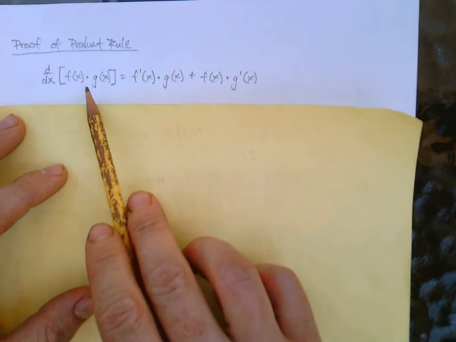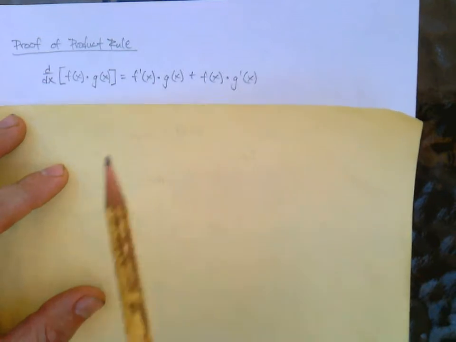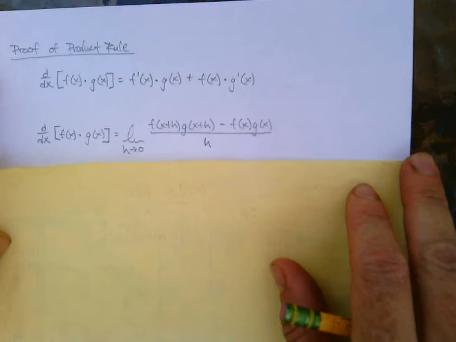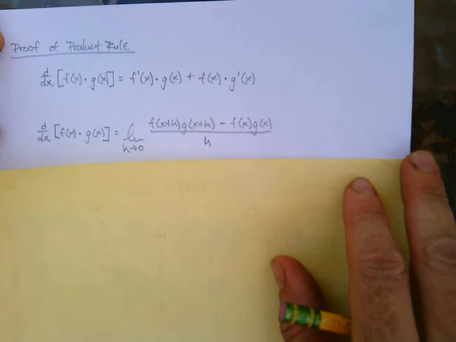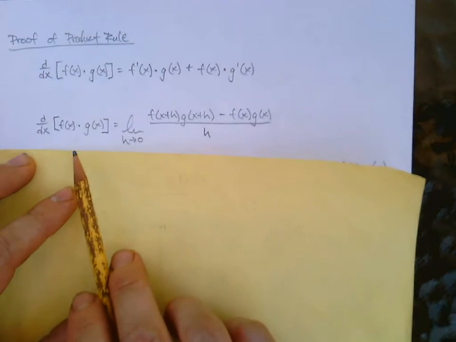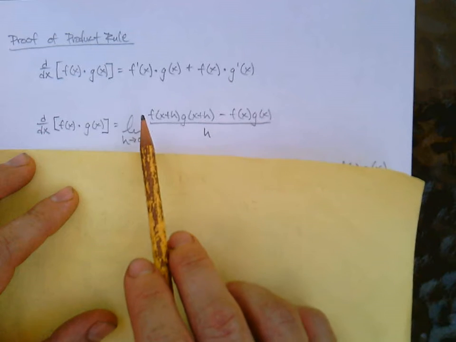Derivative of f of x times g of x: f prime of x times g of x plus f of x times g prime of x. Okay, where does that come from? So of course, to prove this, we have to go back to the definition of the derivative. So this is what it would look like. So we're taking that derivative and, well, what would that first part look like?